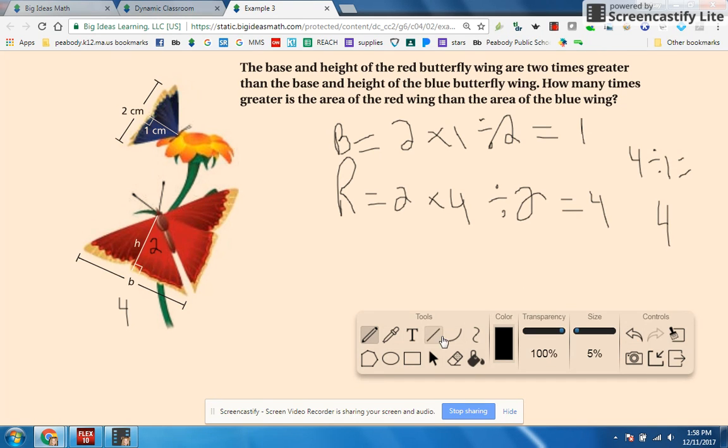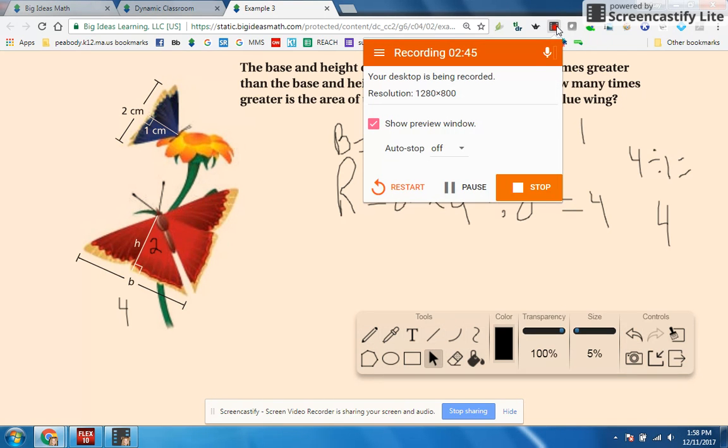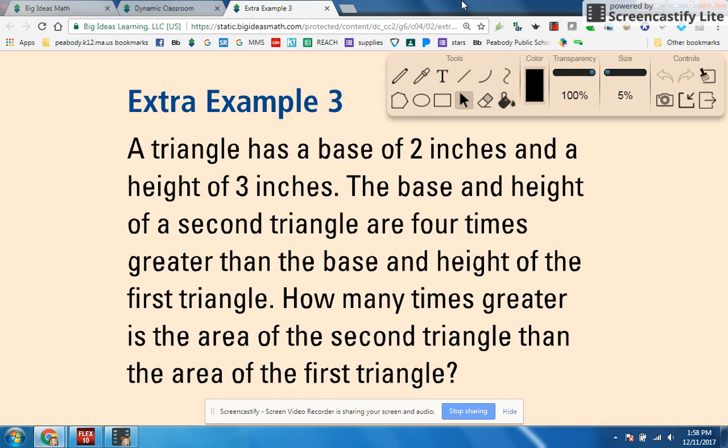So let me see if I can give you guys one of these to try. I'm going to have you try this one. So you're going to have to draw a picture. So I'll help you out with the picture. It's a triangle, has a base of 2 inches and a height of 3. So I would draw a triangle. Base is 2, height is 3. Remember, they have to make the 90-degree angle.